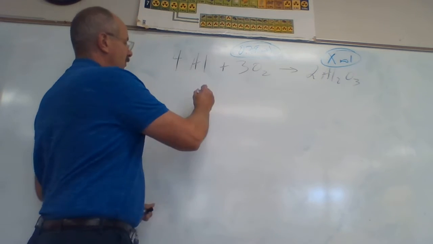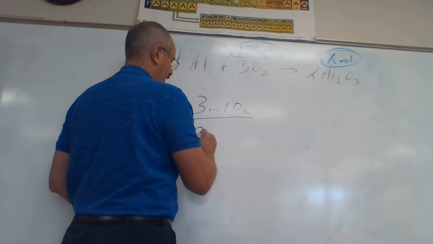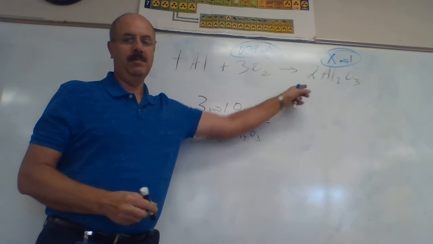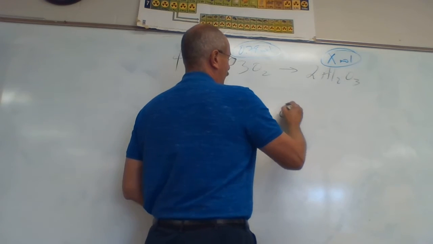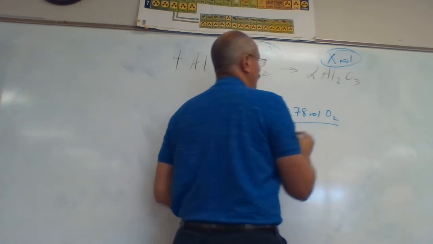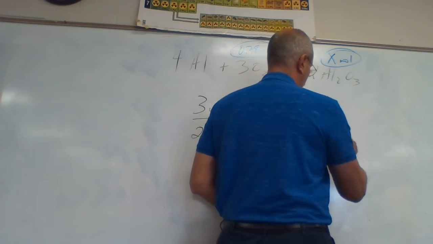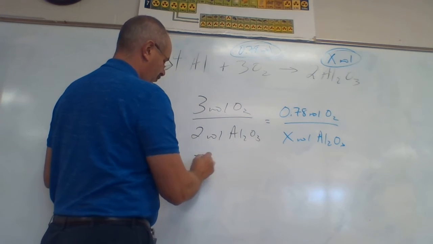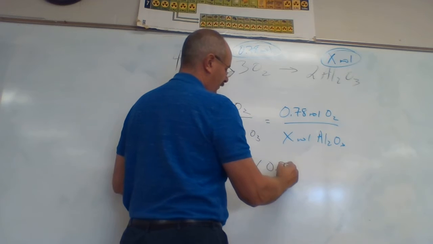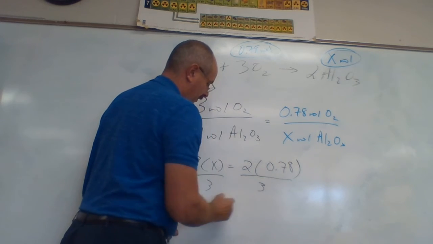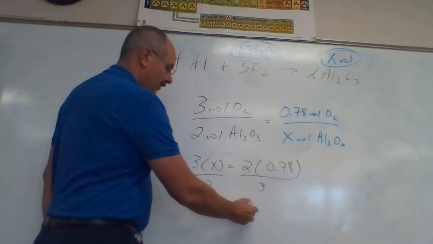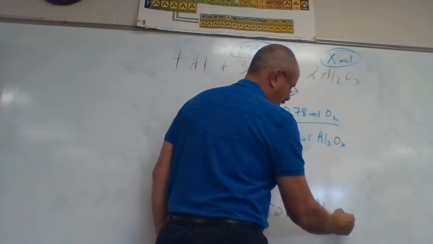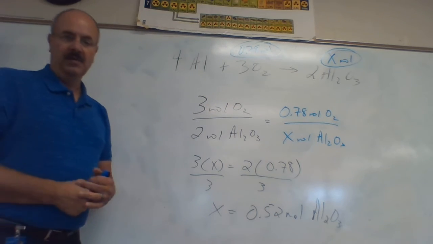So we're going to use that ratio of 3 moles of O2 making 2 moles of Al2O3. That part came from the balanced equation, these two numbers here. Then we go to the question. I don't have 3 moles of O2, I have 0.78 moles of O2, and that's going to make X moles of Al2O3. Cross multiply: 3 times X equals 2 times 0.78. I divide by 3 to get X all by itself, and my answer is 0.52 moles of Al2O3. So that was number 2.